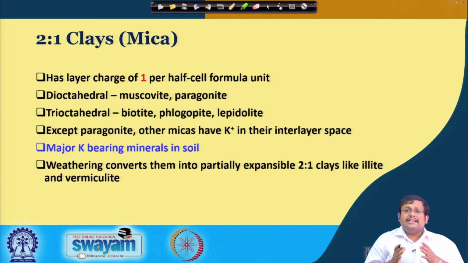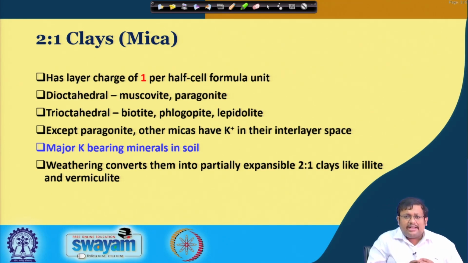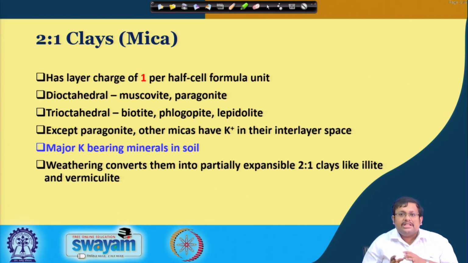So, mica is a 2:1 type of clay mineral. It has both dioctahedral and trioctahedral variants, and one of the major dioctahedral variants is muscovite, whereas one of the major trioctahedral variants is biotite. It has potassium ions in their interlayer space, and as a result it is a major potassium bearing mineral in the soil, and as a result of weathering it can convert into partially expansible 2:1 type of clay like illite and vermiculite.